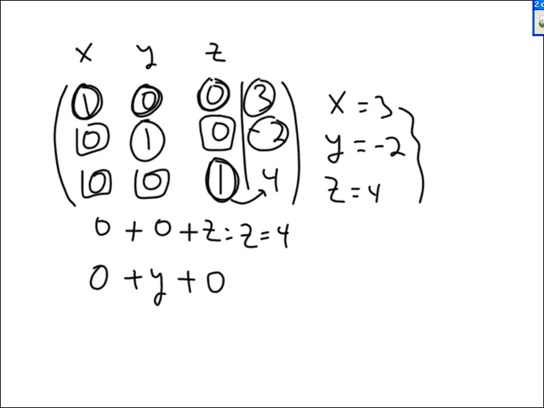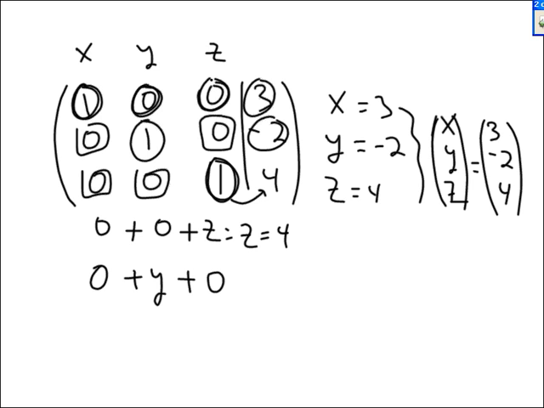You might see the answer in matrix form. x, y, z is equal to 3, negative 2, 4. So once you get it into reduced row echelon form, you need to be able to read the answer. That's quite important. You need to be able to read the answer. Let's try another one.